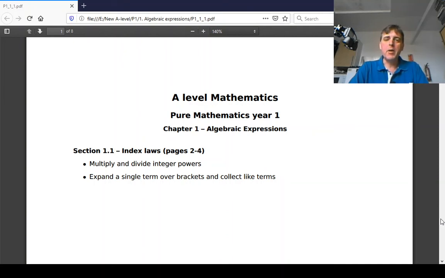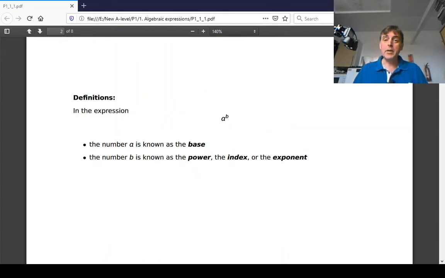This is on Pure Mathematics Year 1, and we're going to look at Chapter 1, Algebraic Expressions, the first section, Section 1.1, which is all to do with index laws. Now, if you're starting an A-level maths course, these are rules that you should be very familiar with already.